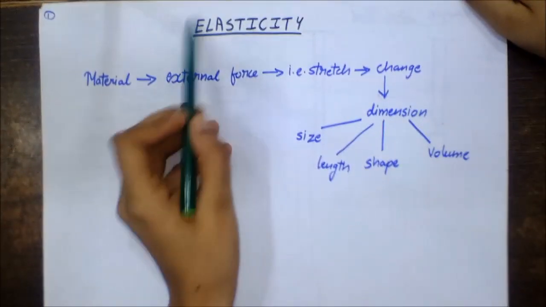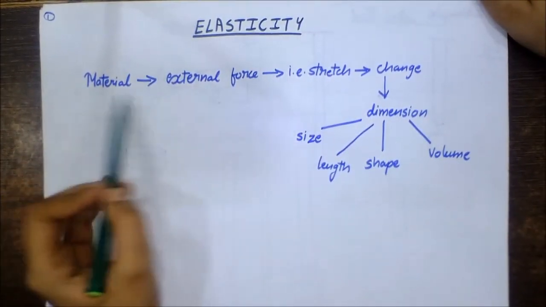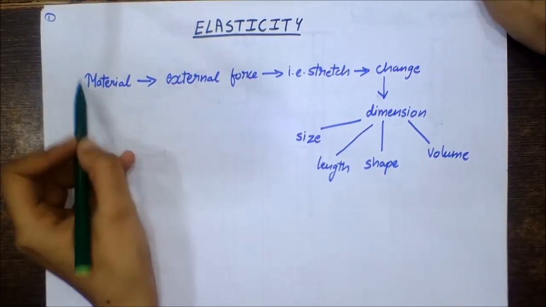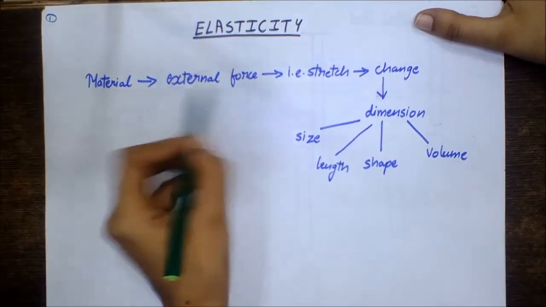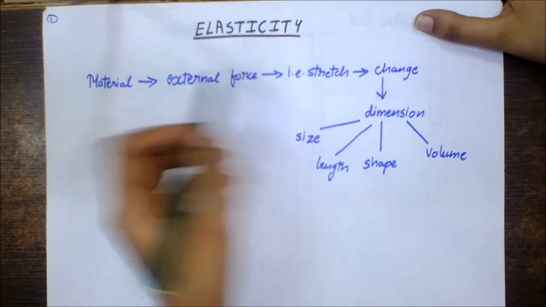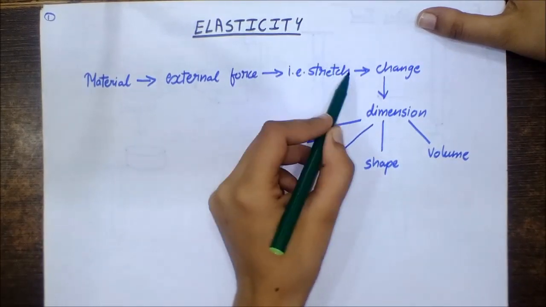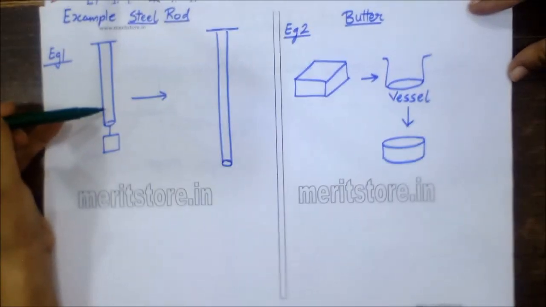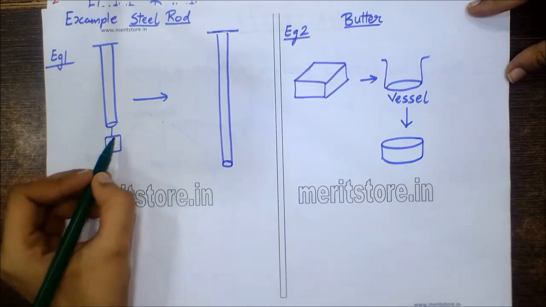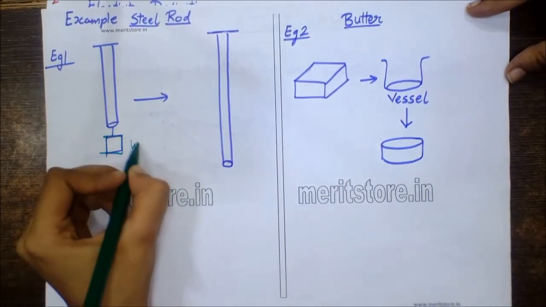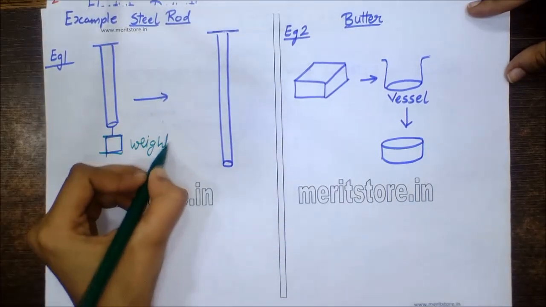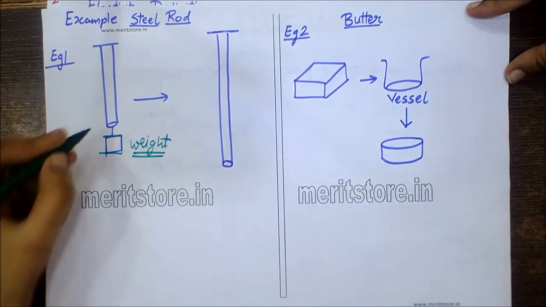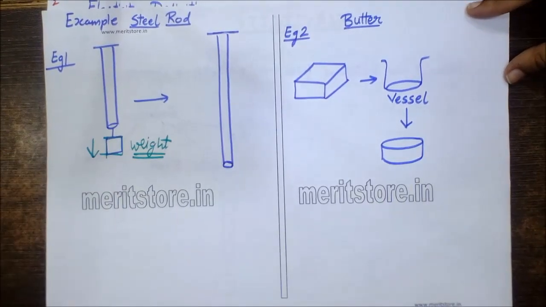Elasticity. Now, elasticity is a property of any material. If we apply any external force to a material, then the material will stretch. Take any substance, for example a rod. I have one steel rod, and on this rod I have applied an external force. This external force is my weight, and this weight is applying a downward force on it.